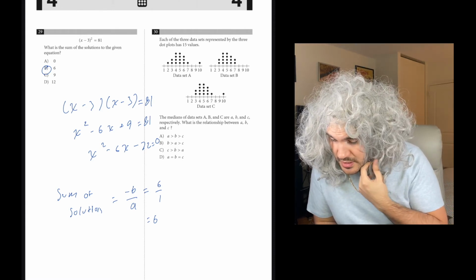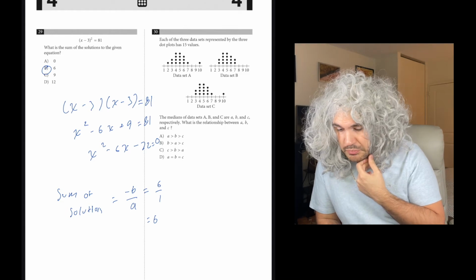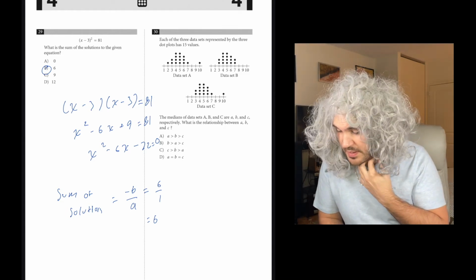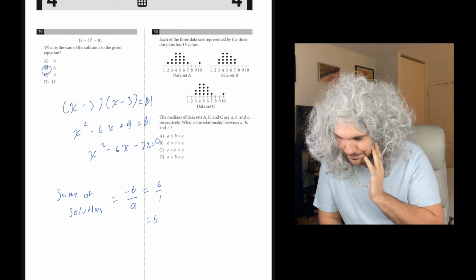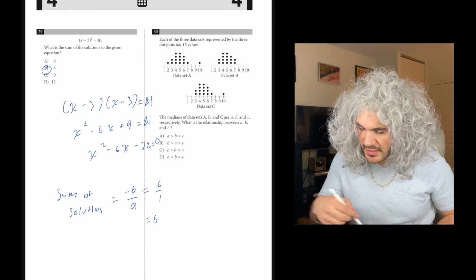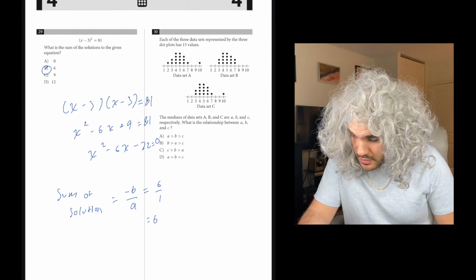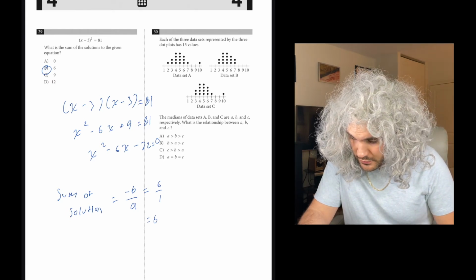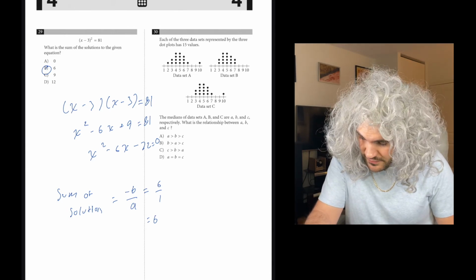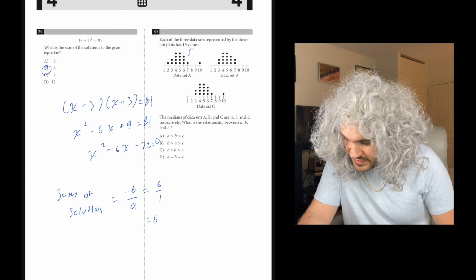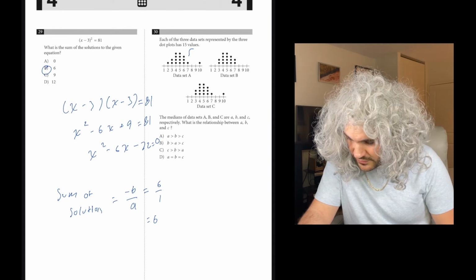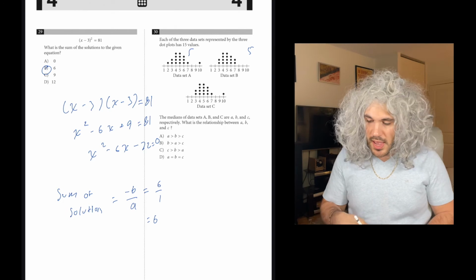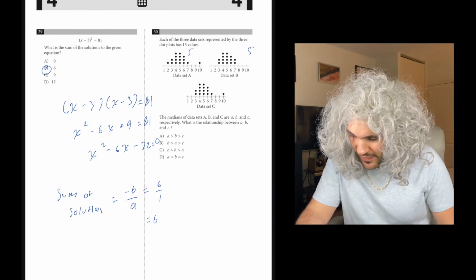Number 30, the medians of A, B, C are lowercase a, lowercase b, lowercase c, respectively. What is the relationship between a, b, and c? Okay, so data set A, the median is, let's see what it is. 1, 2, 3, 4, 5, 6, 7, 8, 9. So the median is at 5. In the second set, let's see, 1, 2, 3, 4, 5, 6, also 5. Cool. And in the third set, also 5.